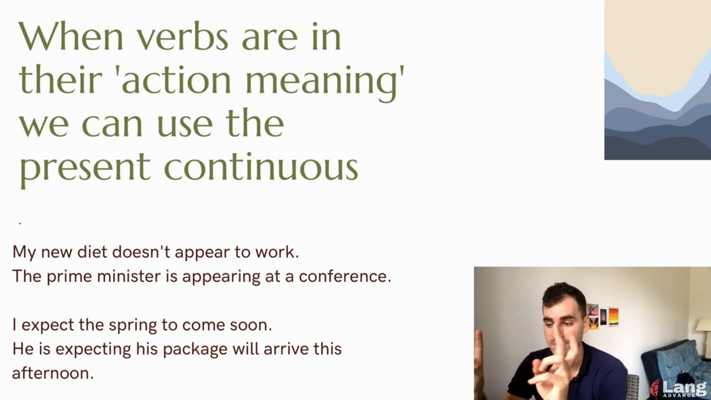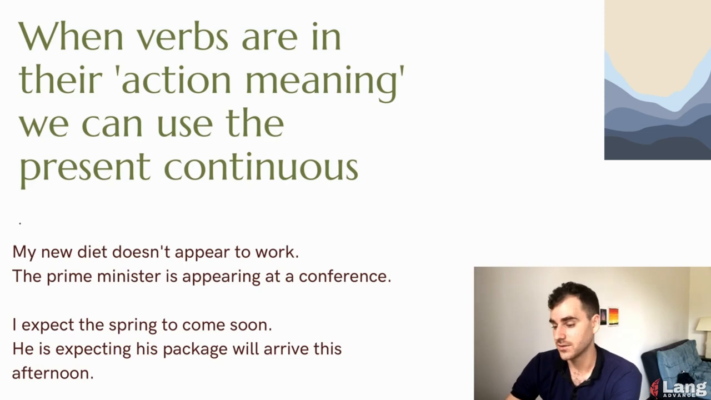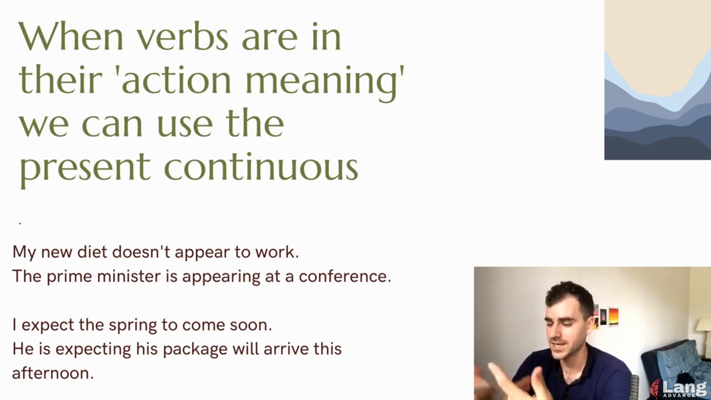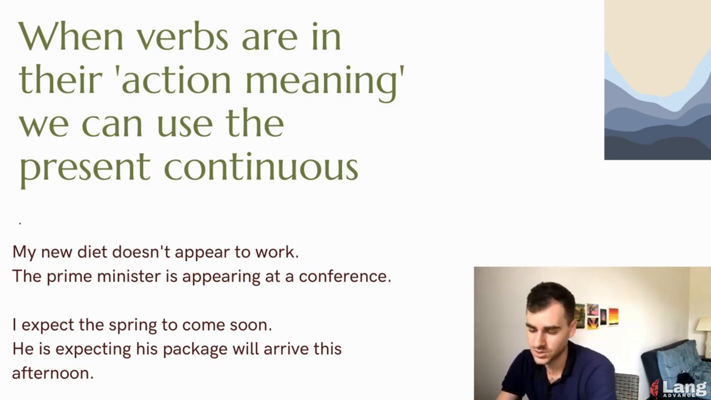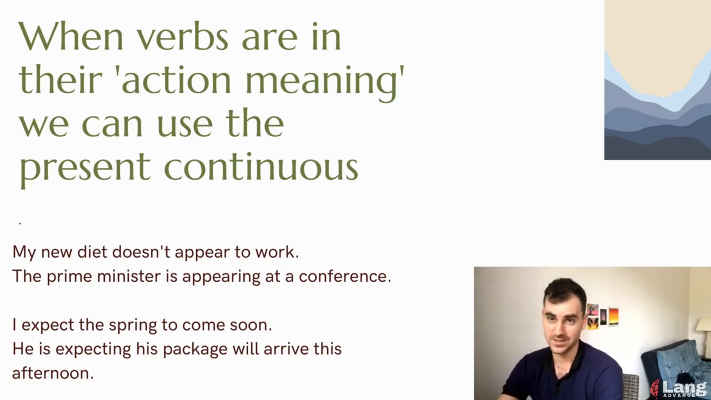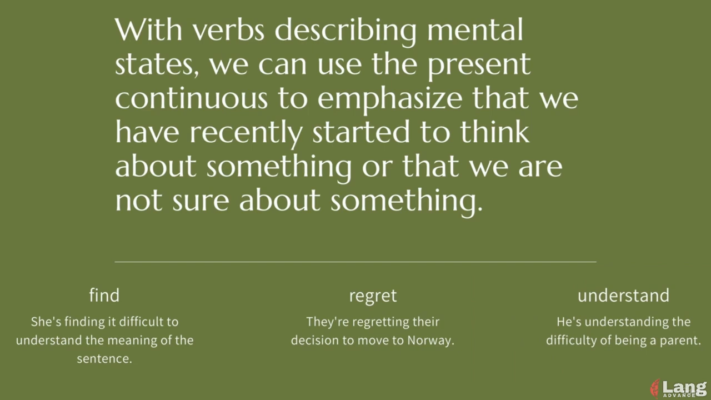When verbs are in their action meaning, we can use the present continuous. My new diet doesn't appear to work. The Prime Minister is appearing at a conference. I expect the spring to come soon. He is expecting his package will arrive this afternoon. So in these sentences, when we use the action meaning of the verb, we use present continuous. With verbs describing mental states, we can use the present continuous to emphasize that we have recently started to think about something, or that we are not sure about something.